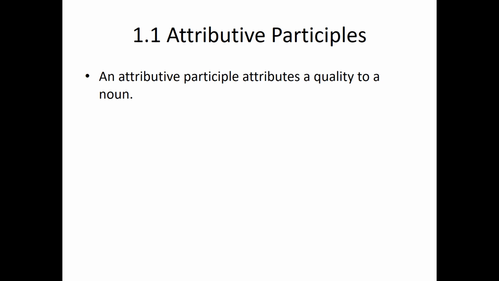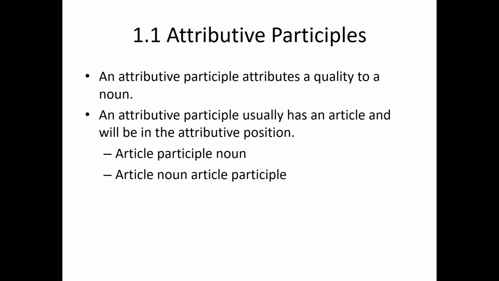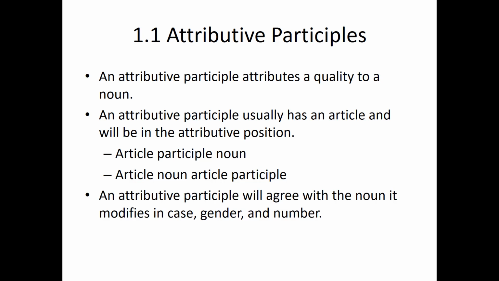The first thing we think of with an adjective is an attributive adjective, and this is the first use of a participle we want to see, an attributive participle. This simply attributes a quality to a noun. Usually, but not always, this participle will have an article, and it does have to be in the attributive position. One of these positions is article, participle, noun, just like the tall boy. The other position that's pretty common is article, noun, article, participle, just like article, noun, article, adjective. An attributive participle will agree with the noun it modifies in case, in gender, and in number.